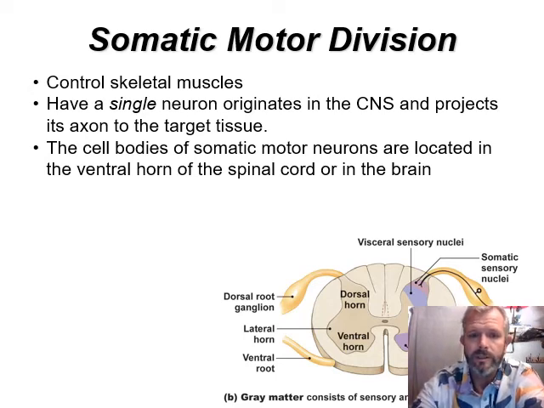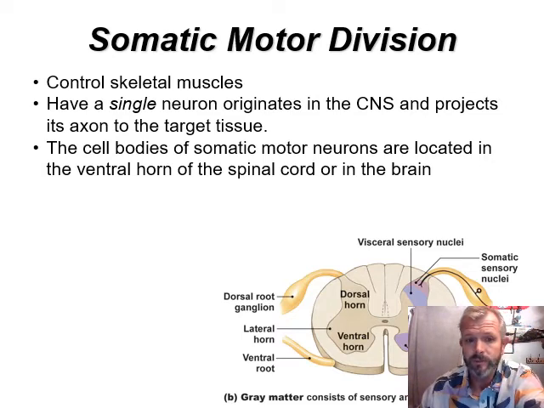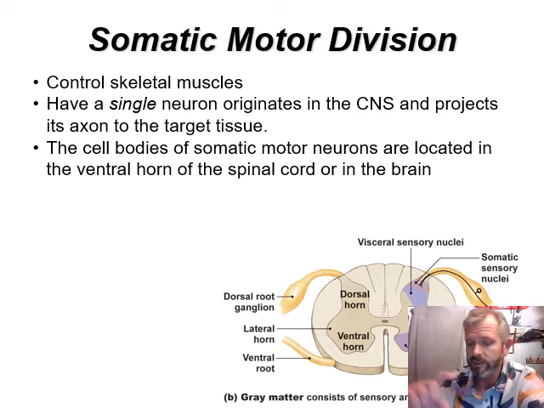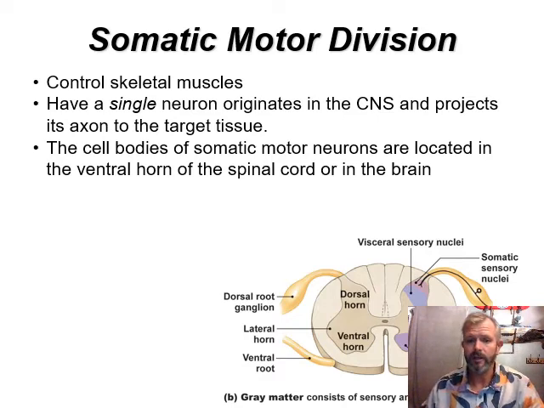So where do these neurons originate from? They're going to originate in the spinal cord, okay, the ventral horn of the spinal cord, and going to travel all the way out to the muscle it's talking to. This could be a muscle in the big toe. Therefore, these axons of these neurons can be very long in length.